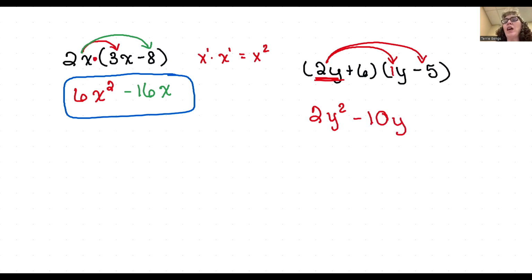All right, so now we're going to go to the second term inside the first set of parentheses, and it's going to multiply by each term in that second set of parentheses.